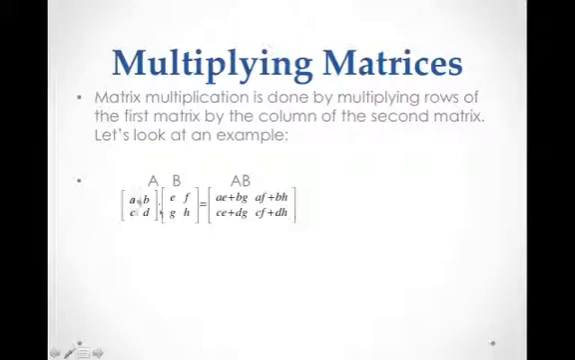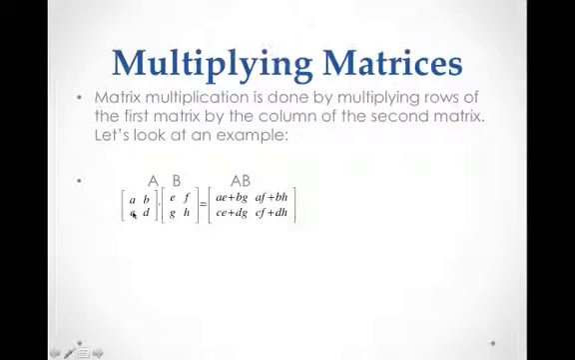When we multiply them together, we multiply the rows of A by the columns of B, and that gives us AE plus BG. That's the first row of A multiplied by the first column of B. And then AF plus BH, that's what we get when we multiply the first row of A times the second column of B. So I just want to point out the first row of A is going to multiply by each column in B, and that's going to give us the elements of the first row of our product matrix.